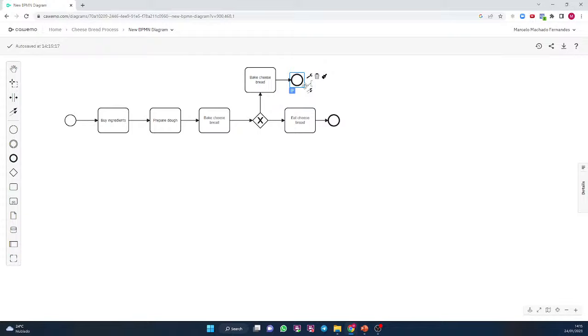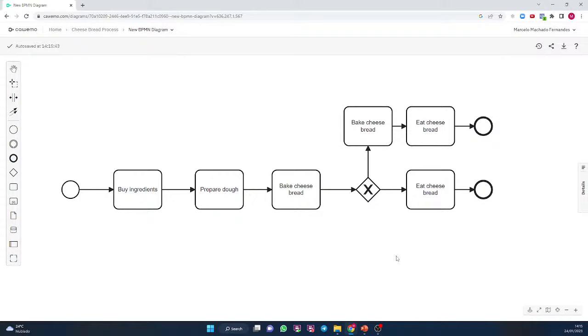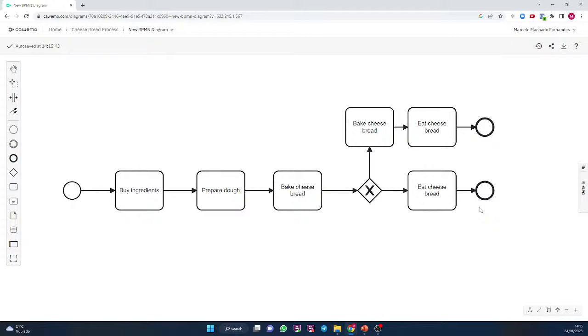Is red, and then you can eat cheese bread. Yeah, you can put the same for sure, but there are some best practices in terms of BPMN that you guys will find very helpful. And this is because after that you can even use this for simulation, things like that. So if this is okay.